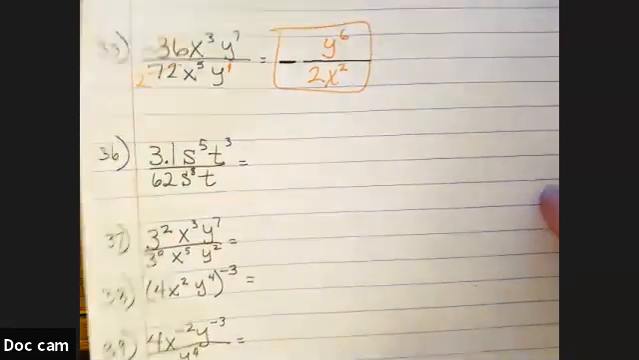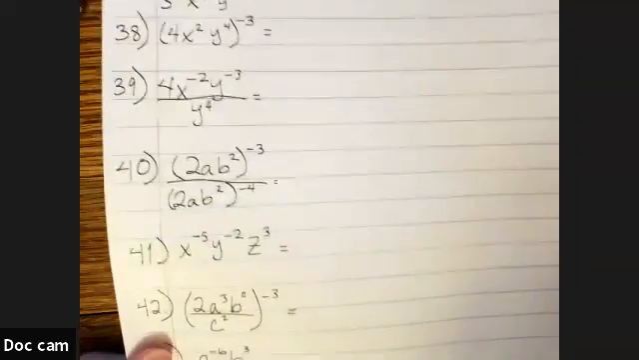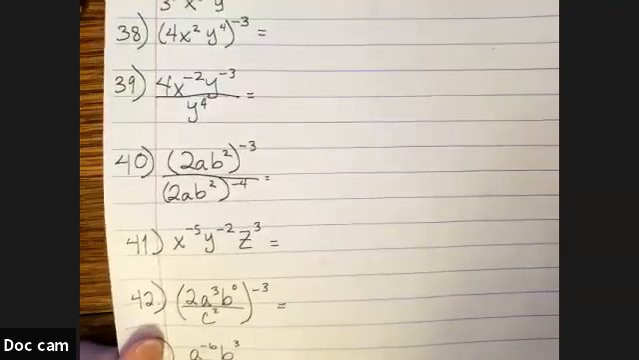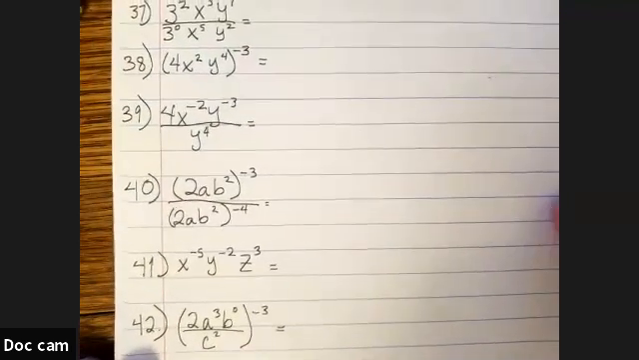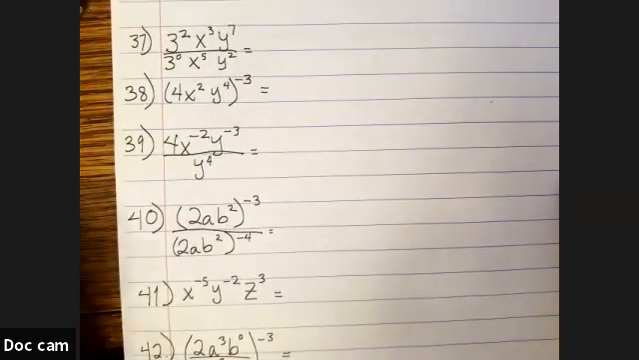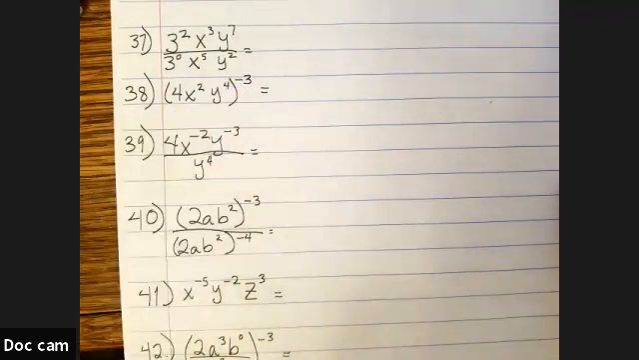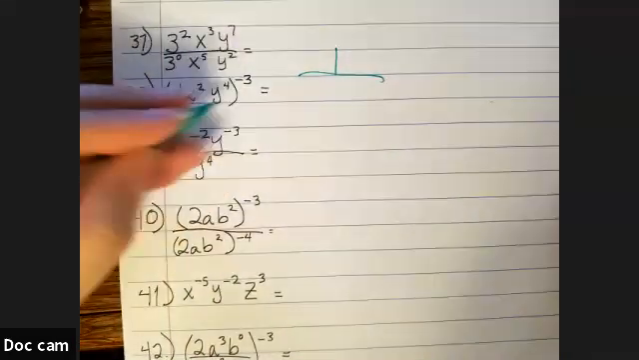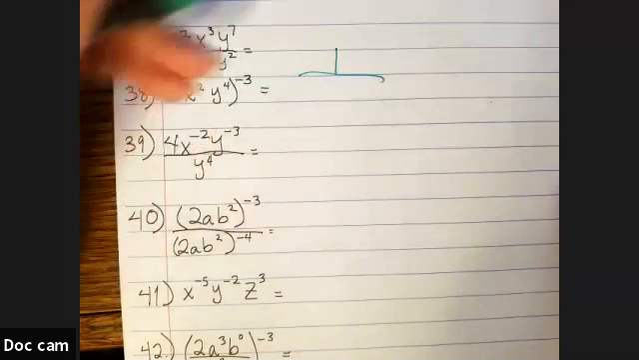Okay. Let's go down to number 38. We've got some negative exponents there. So we have the negative exponent on the outside, so I would take care of that first. So it would just end up being 1 over, and it's going to be exactly that, except for the 3 is going to be positive.